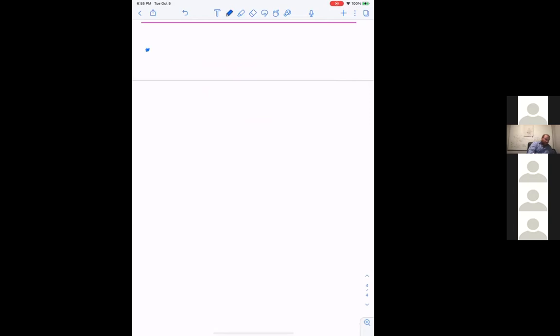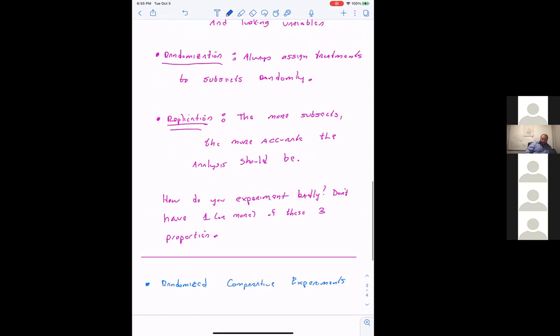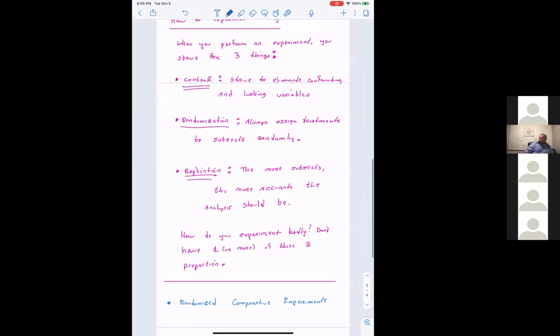Next definition. Randomized comparative experiments. I'll give you guys a second to copy this.